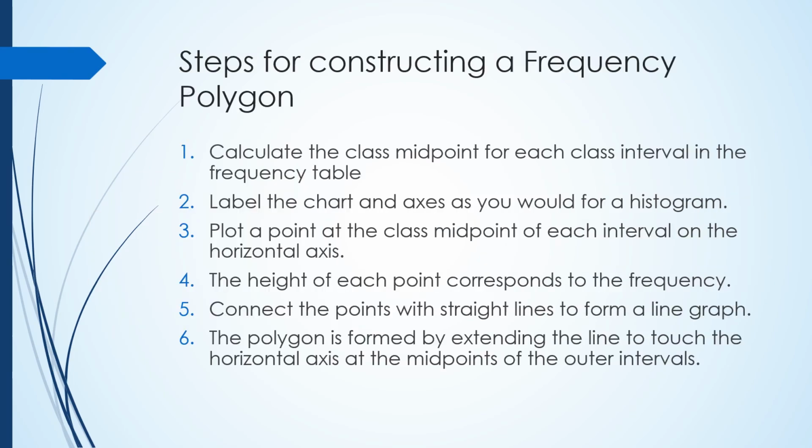To create a frequency polygon, start by calculating the class midpoints for each class interval in the frequency table. Label the axes just like you would for a histogram. Then, plot a point at each class midpoint on the horizontal axis with the height representing the frequency. Next, connect the points using straight lines to form a line graph. Finally, extend the line to touch the horizontal axis at the midpoints of the outer intervals or at the base of the first and last interval to complete the polygon.